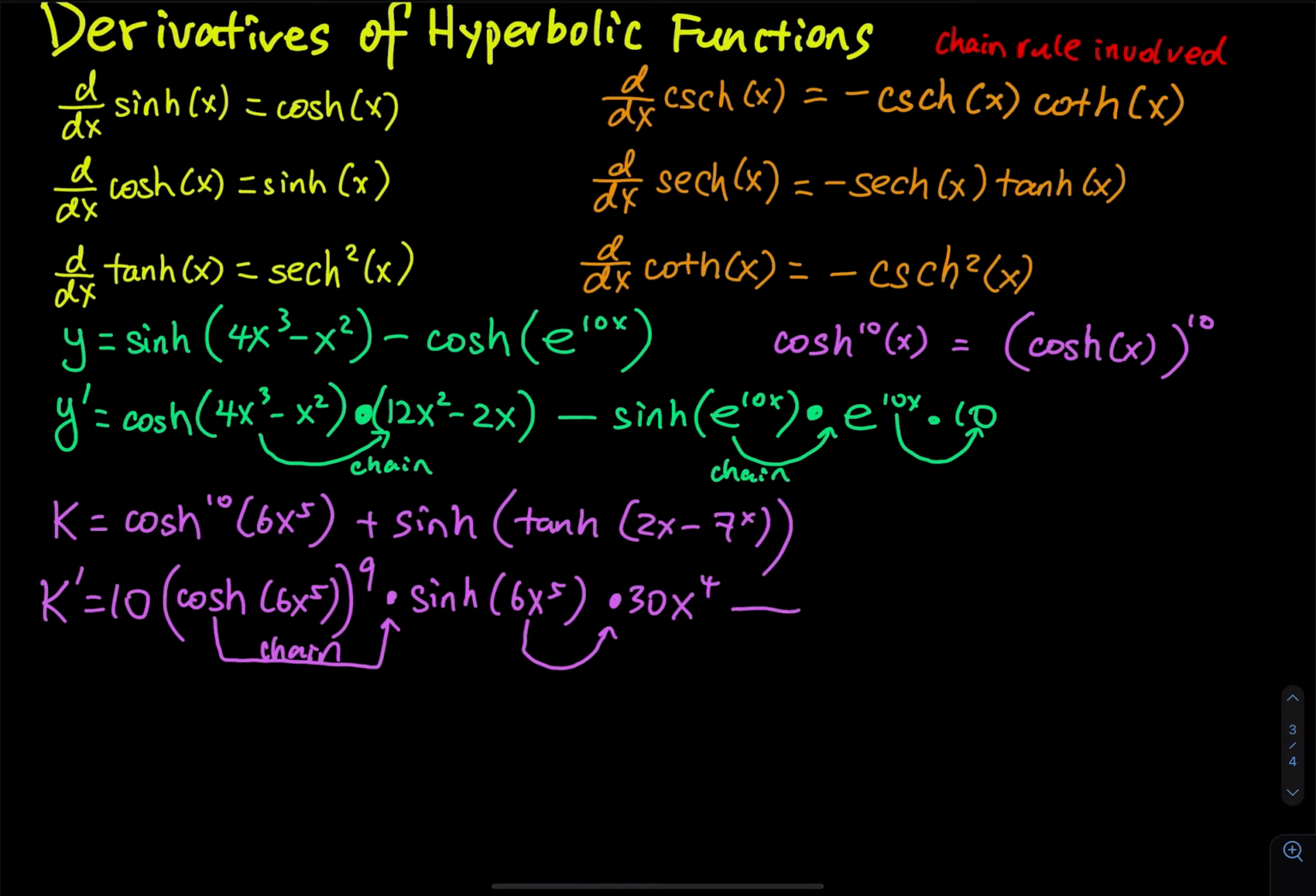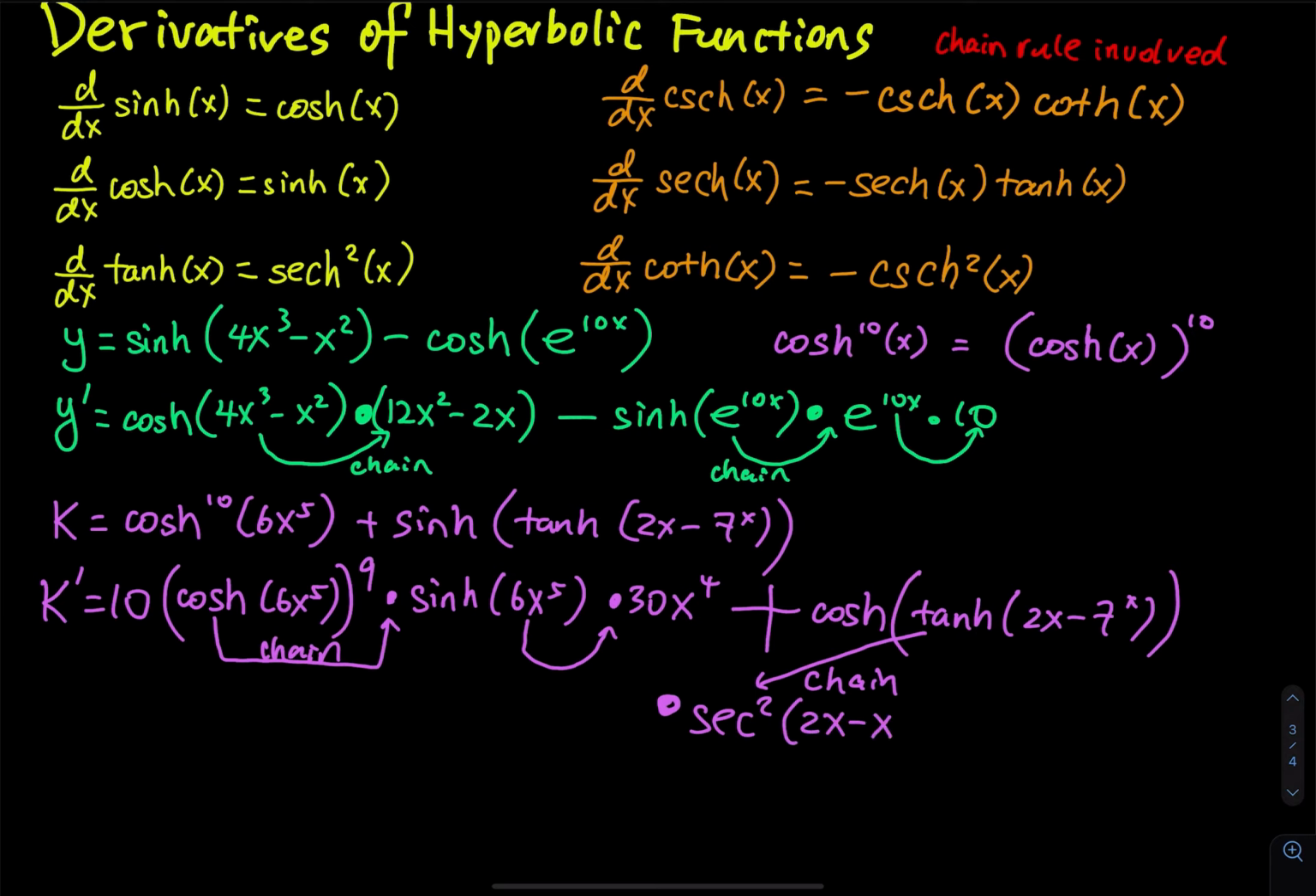And then we do the plus. The derivative of sine is equal to cosine, I mean hyperbolic, of course. So cosh, we have tangent of 2x minus 7 to the x. And then next, we take the derivative of what? We take the derivative of tangent using chain rule. The derivative of tangent is secant squared. So we have sech squared of everything inside, 2x minus 7 to the x power.